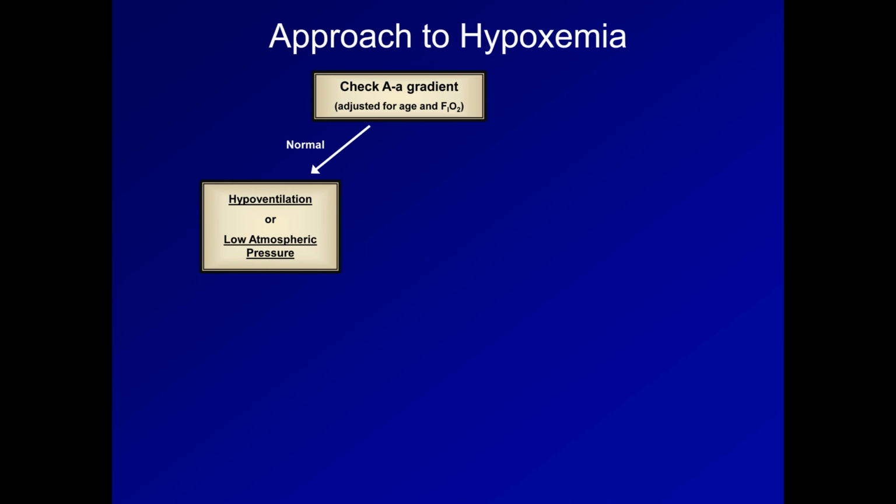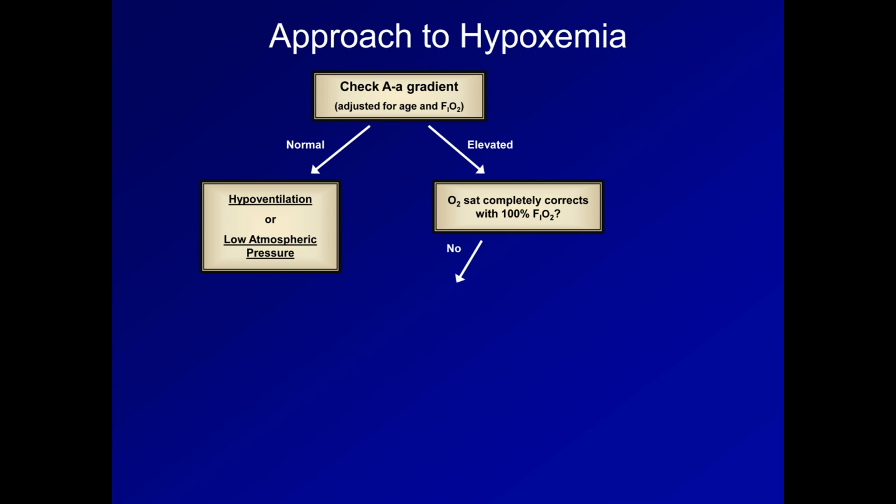So finally, let me summarize a diagnostic approach to hypoxemia. The first step is to compare the alveolar arterial gradient against normal, adjusting for age and FiO2. If the AA gradient is normal, you must be dealing with hypoventilation or low atmospheric pressure. If it's elevated, next check whether the O2 saturation completely corrects with 100% oxygen. If not, then the patient probably has a right to left shunt.